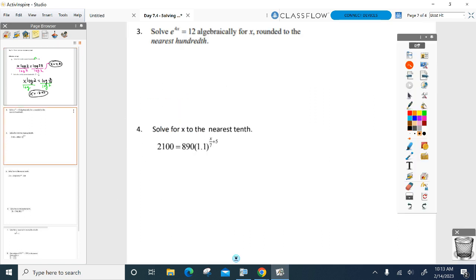All right, a little bit more advanced now. e, that's not a variable. That's a number, like pi. So don't think that's a variable. I'm still solving for x. Is it alone? Base and exponent alone? Yeah, base of e, exponent of 4x. That's all by itself. So let's take the 4x, bring it down from its exponent spot.